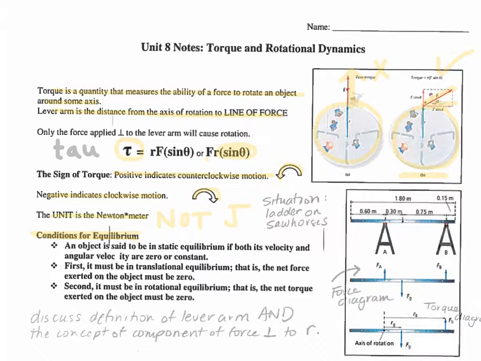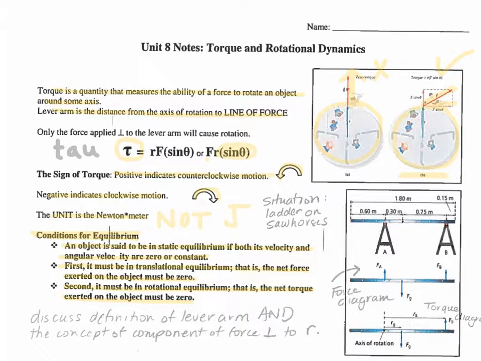An object is said to be in static equilibrium if both its velocity and angular velocity are zero or constant. And it has to be in translational equilibrium. That means the net force must be zero. And then also it must be in rotational equilibrium, meaning that the net torque must be zero. And if it meets those two conditions, then we say that the object is in equilibrium.